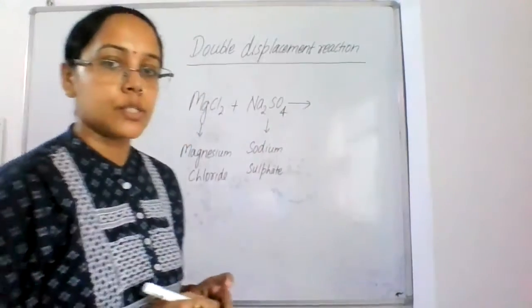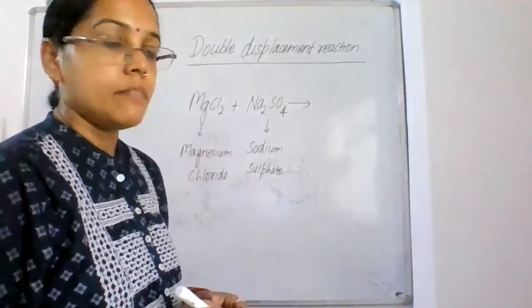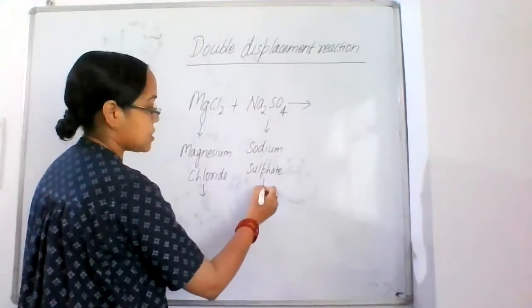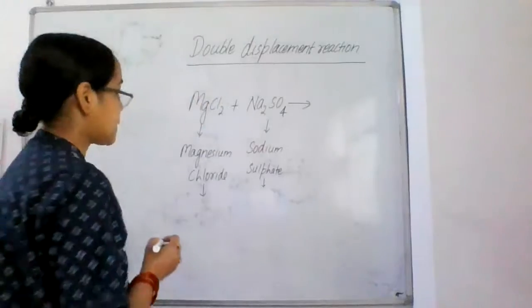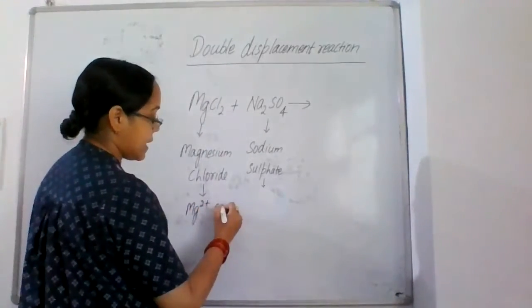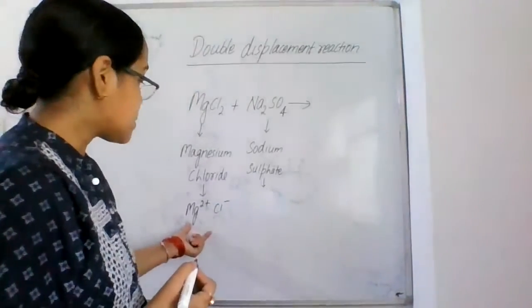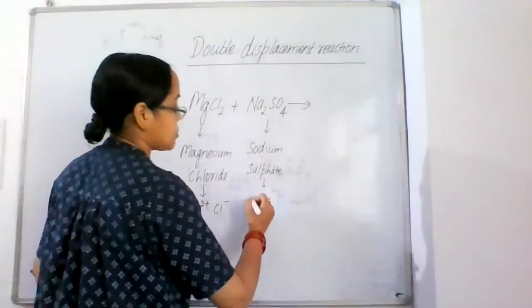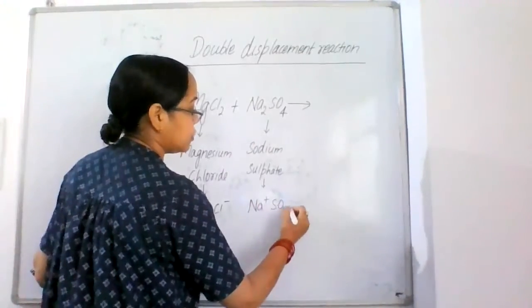So what happens in double displacement reaction? When two salt solutions, like here I have taken magnesium chloride and sodium sulfate, react with each other, first of all, they get dissociated into their respective ions. MgCl2 will dissociate as Mg2+ and Cl-. In the same manner, Na2SO4 dissociates into Na+ and SO4 2-.